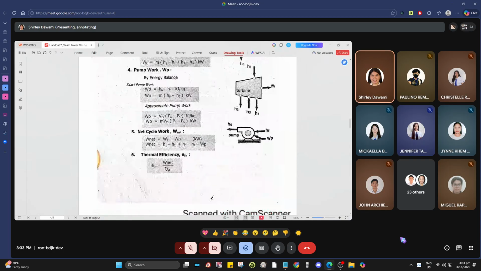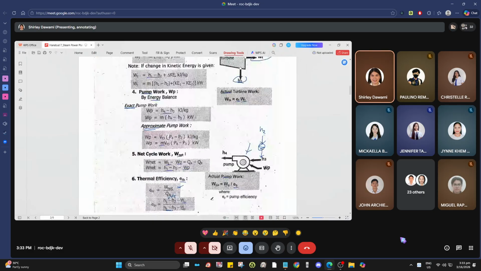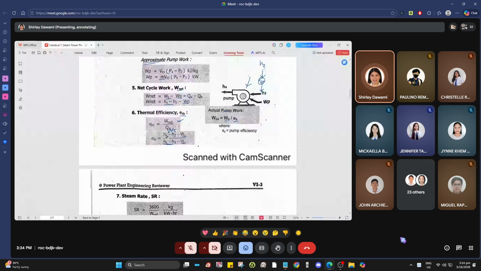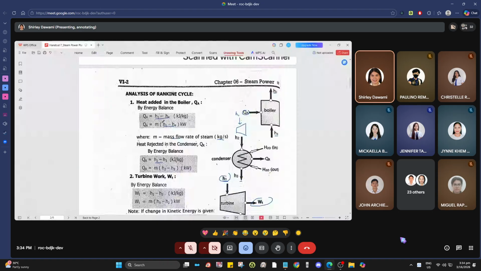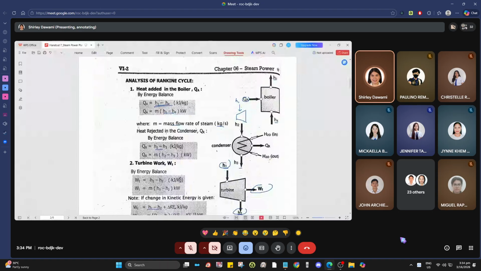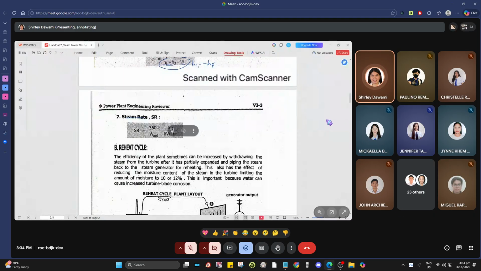Diri dabig. Okay, so kani siya, dapat si kuan ra ni siya kay QA man, work net over QA, so QA is equal to H1 minus H4. Our work net is equal to QA minus QR over QA. So H1 minus H4 na siguro ni siya dapat. Okay. For the steam rate, that is equal to 3,600 divided by the work net.